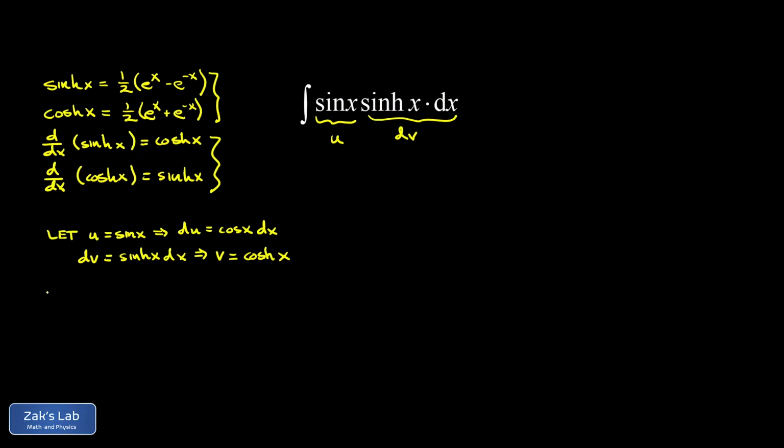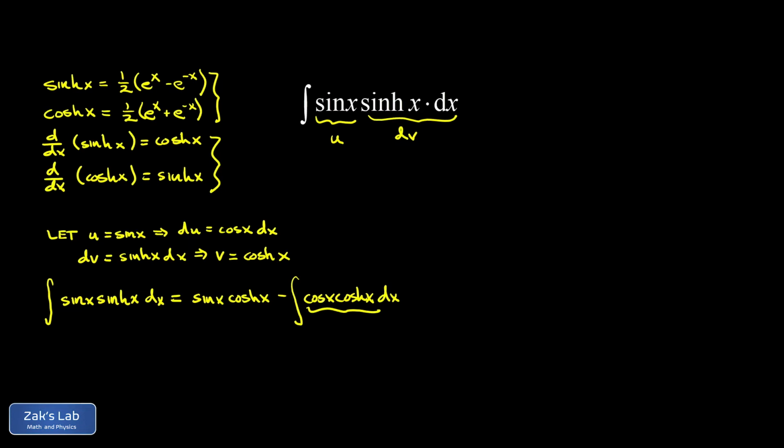So we apply the integration by parts formula, and our original integral, the integral of sin x sinh x dx, is going to be equal to u times v, that's sin x cosh x, minus the integral of v times du. So I have cos x cosh x dx. At first you might say, well, we haven't made any progress here, because the integral that I just produced is just as complex as the one I started with.